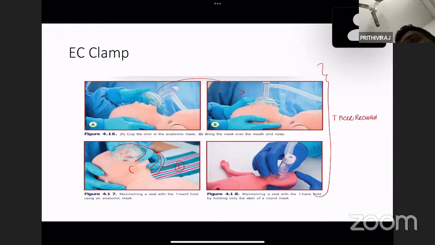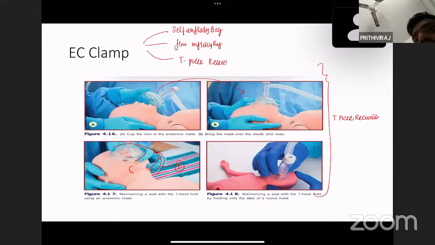For giving positive pressure ventilation, you can use three things. One is your self-inflating bag, another one is your flow inflating bag, and the last one is your TPC. This is a recent addition. In most hospitals, if you go to a labor room, the newborn stabilization unit, that is the newborn corner, you will see the TPC resuscitator, because this is a recent advance which helps in providing an adequate amount of positive pressure ventilation, which benefits the respiration of the child.